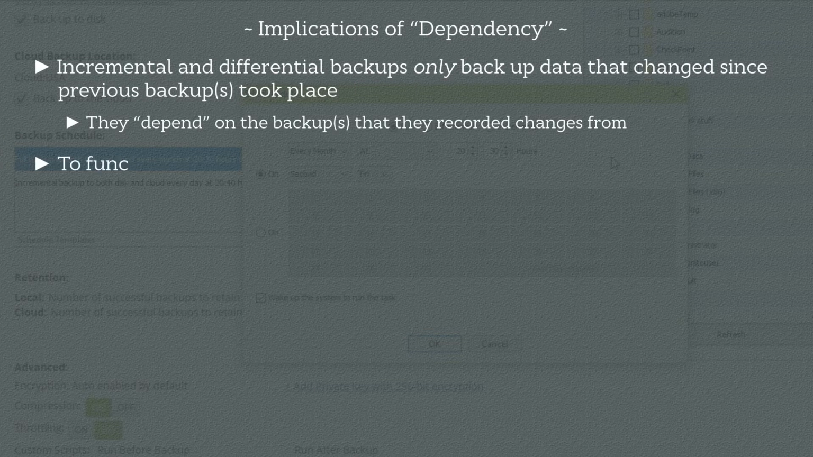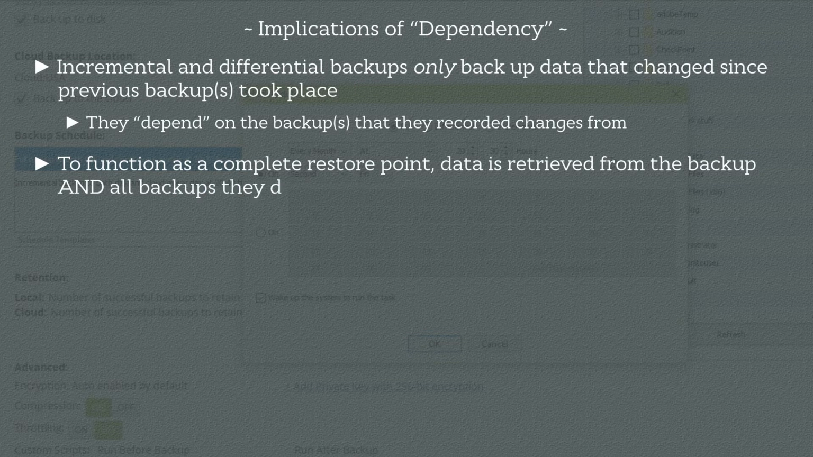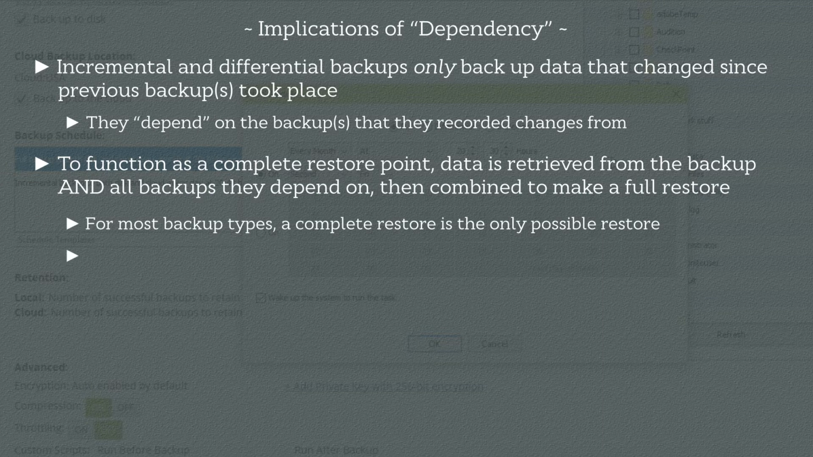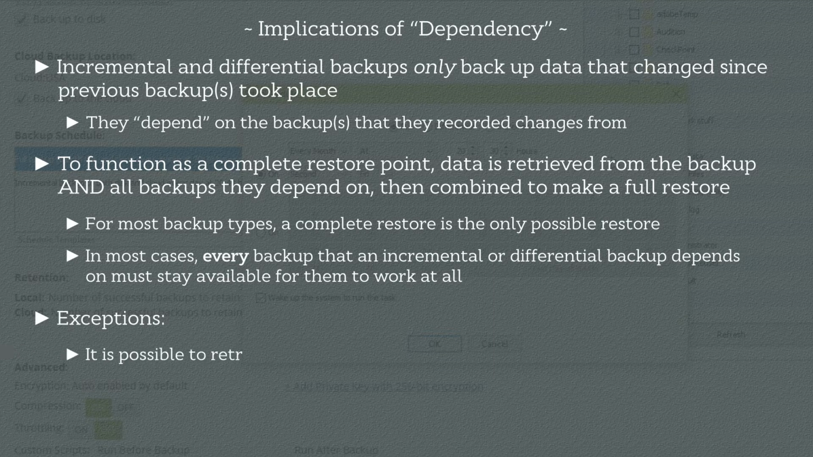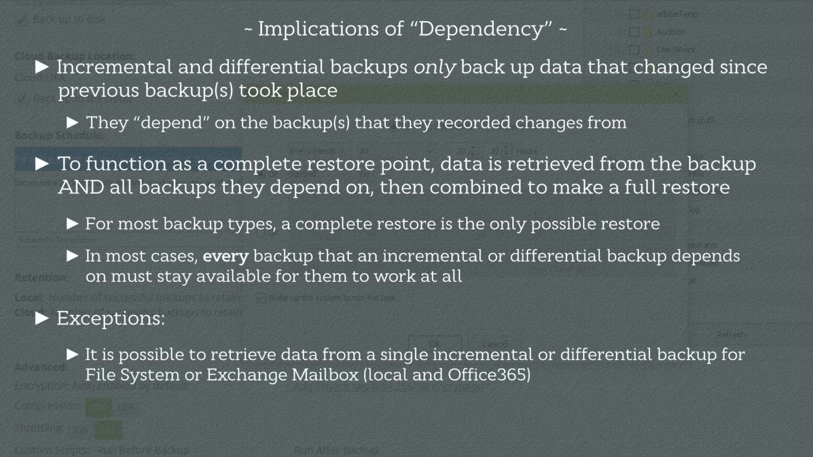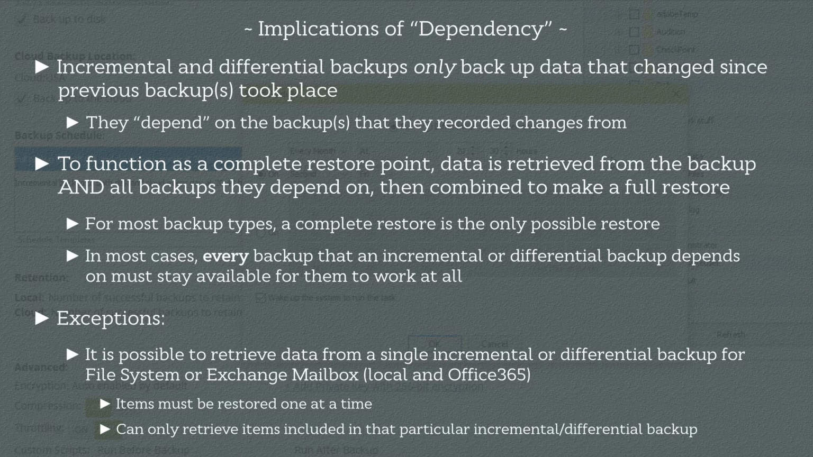For most backup types, this complete restore using the chain of dependency back to the previous full backup is the only way to perform a restore at all. In those cases, if any backup in the chain is inaccessible, none of the subsequent backups can be restored from either. It is possible to restore some data from an individual incremental or differential backup for a file system or Exchange mailbox backup type, but you would have to restore one item at a time and could only restore data included in that particular backup.